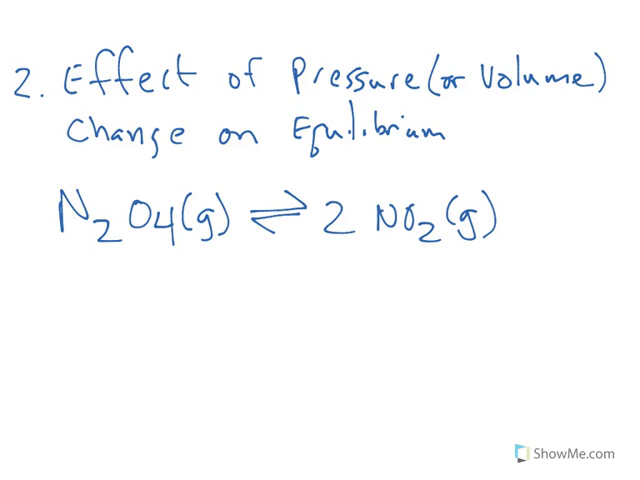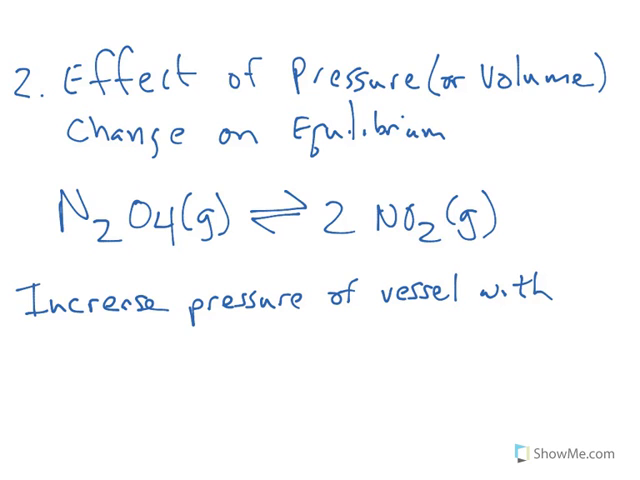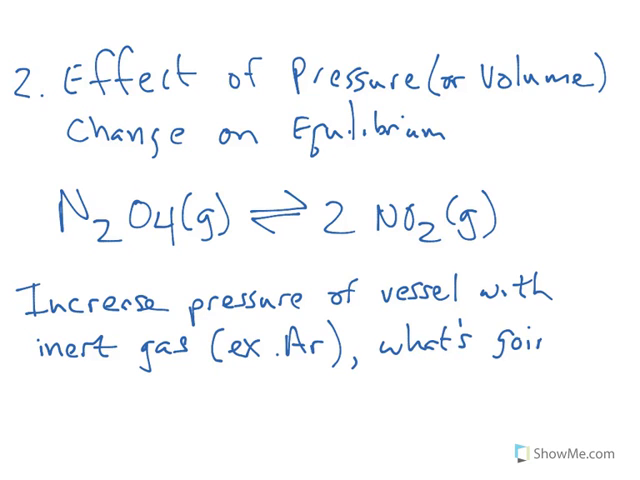All right. So if I increase the pressure of the vessel with an inert gas. Now, inert would be a gas that does not react with either one of these, all right? And an example of an inert gas in this case would be argon. So I can put in argon gas. What's going to happen? So just imagine I have a vessel, all right, and I start pumping in argon gas. It increases the pressure of the vessel by putting in more gas molecules that don't react with either one of these. So what is the effect going to be?